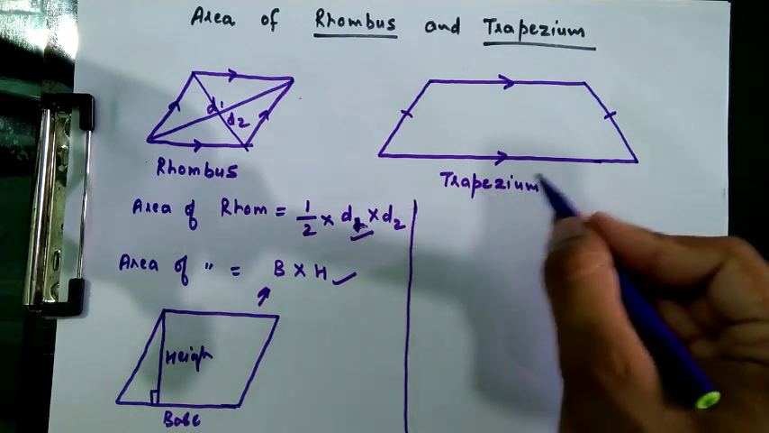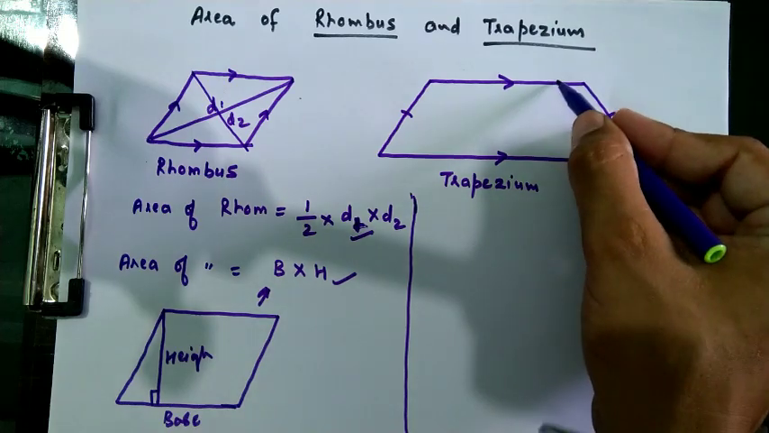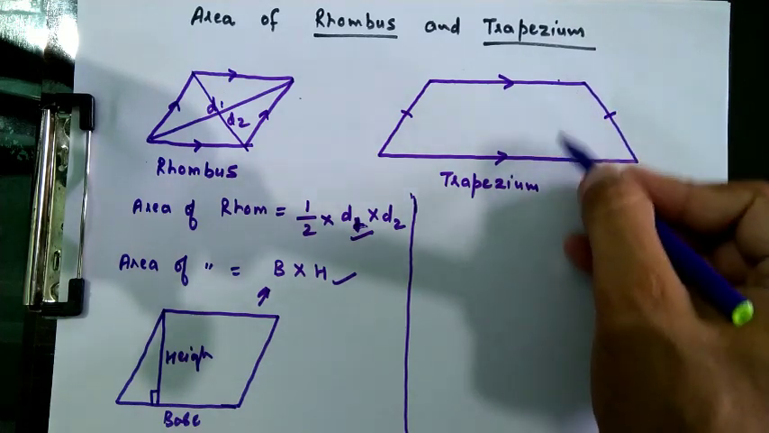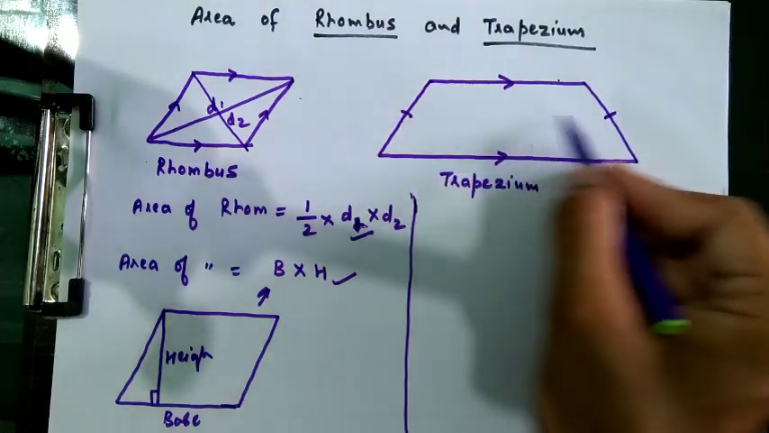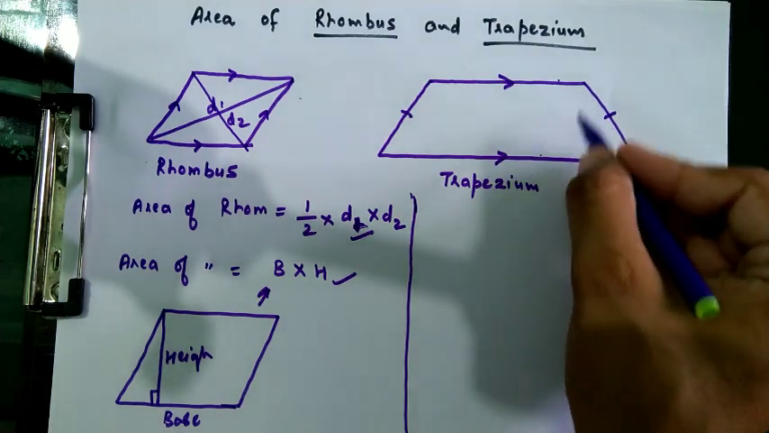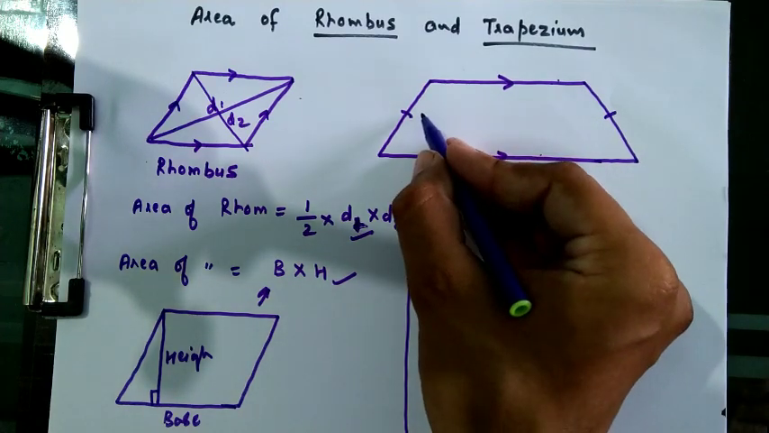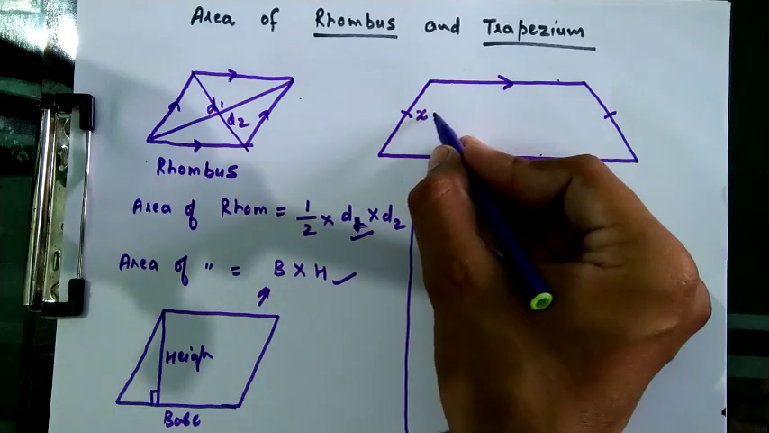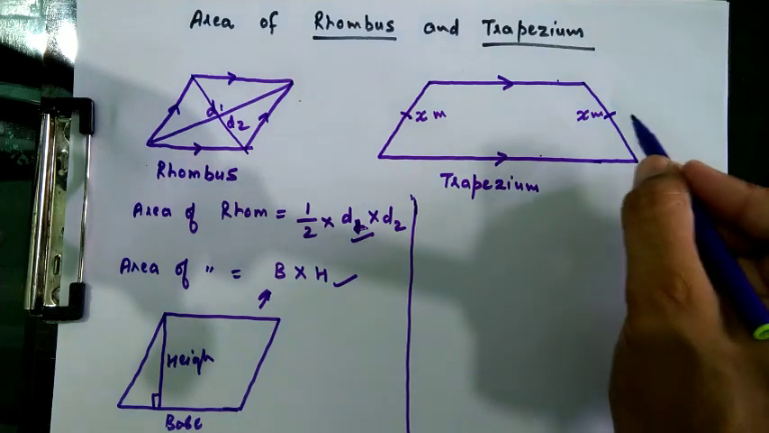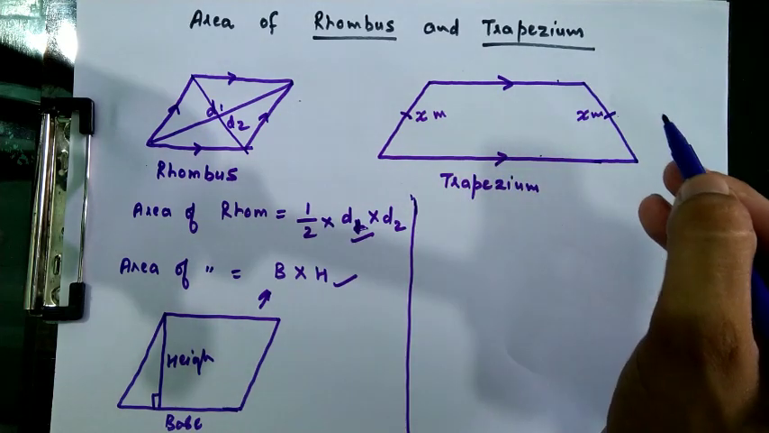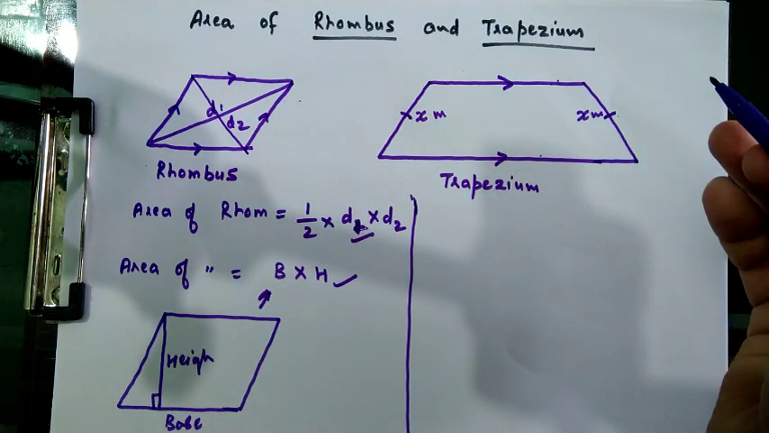Now we will talk about trapezium. Trapezium has the property that its upper line and lower line are parallel to each other, and the other two lines are non-parallel. But in an isosceles trapezium, these two lines are equal to each other. If this side is x meter, this side will also be x meter. Mean to say these two lines will be the same in length.